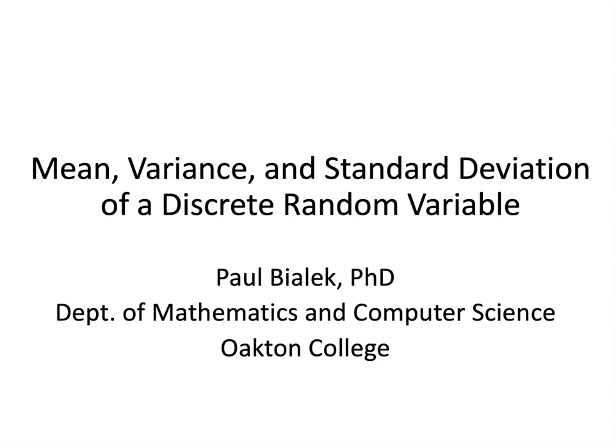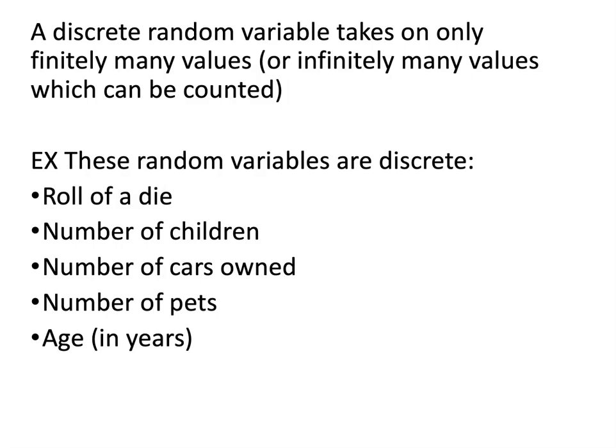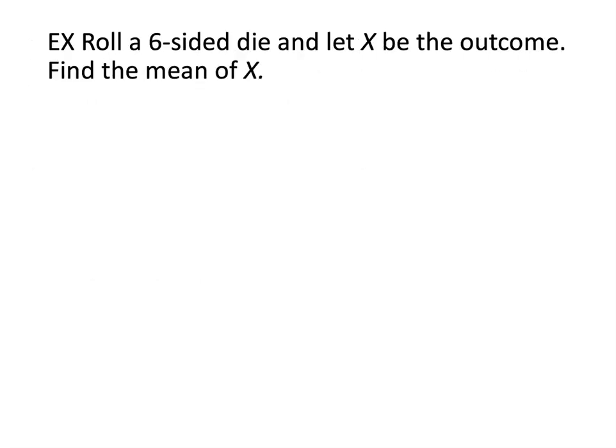Let's look at the mean, variance, and standard deviation of a discrete random variable. A discrete random variable takes on only finitely many values, or infinitely many values which can be counted. For example, these random variables are discrete: the roll of a die, number of children, number of cars owned, number of pets, age in years.